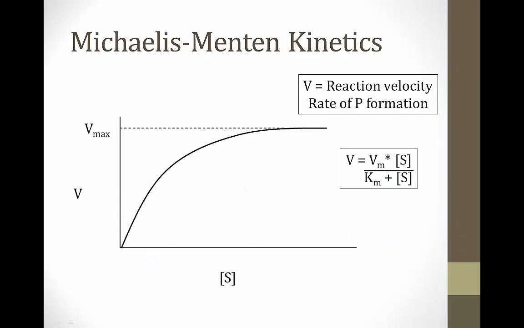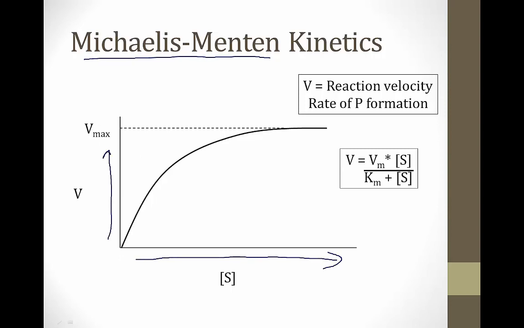So with that concept in mind, we can talk about what's called Michaelis-Menten kinetics. Michaelis and Menten were two biochemists who worked out the rate of formation of product P as a function of the concentration of S. They carried out a series of experiments like what I just described, and they plotted the concentration of S on the x-axis here, and the rate of formation of P on the y-axis here.